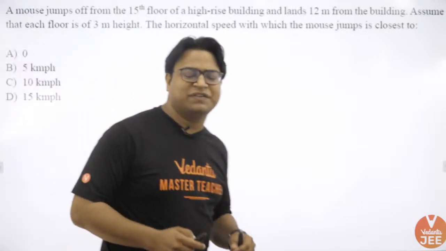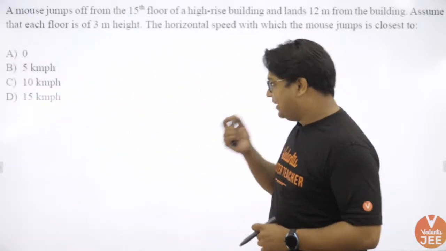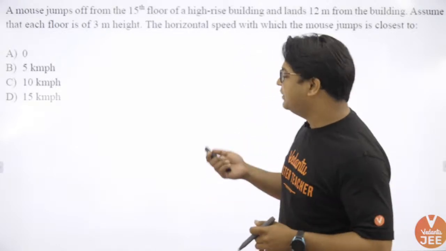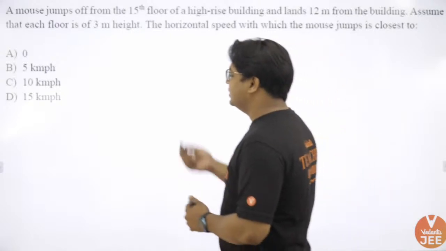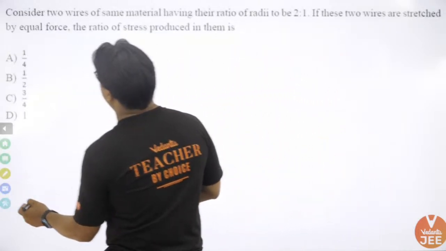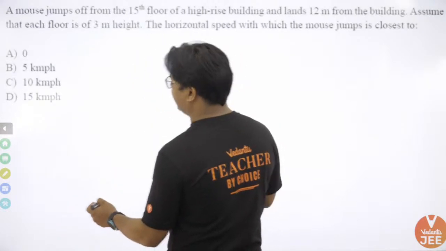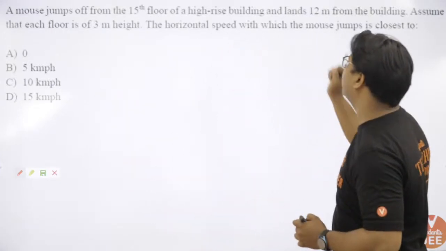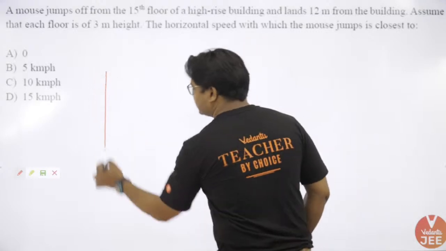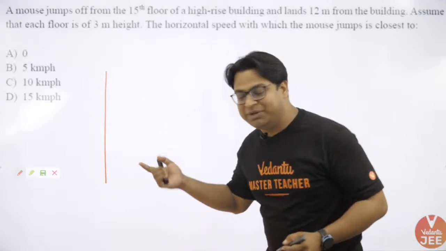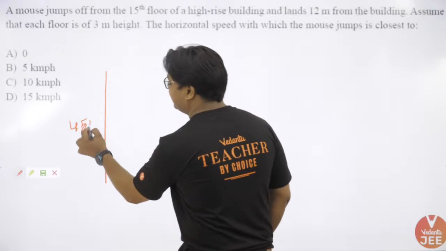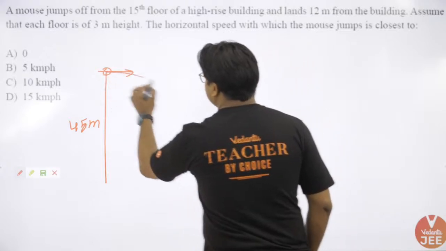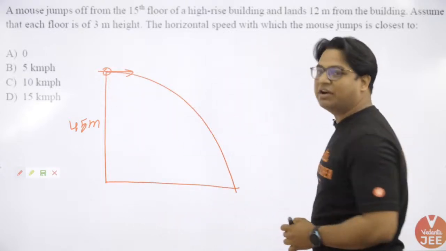So this is part 1 of the physics paper, and the first question we also received from our students on the day of the paper, and we discussed it earlier. We'll do it again now. This question is based on projectile, and it says that a mouse jumps off from the 15th floor of a high-rise building. There are 15 floors and each floor has a height of 3 meter, which means the total height of the building is 45 meter, and the mouse eventually lands 12 meters away from the building.